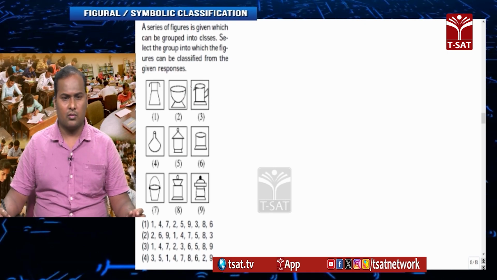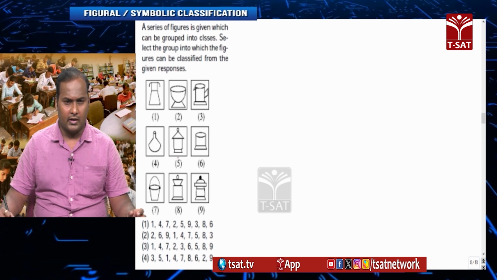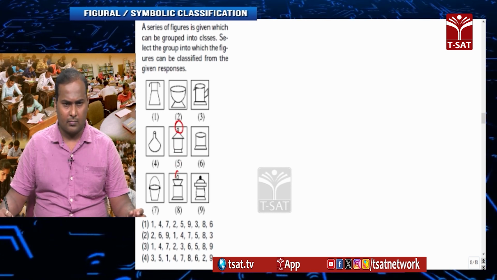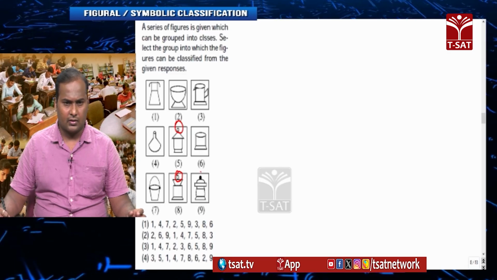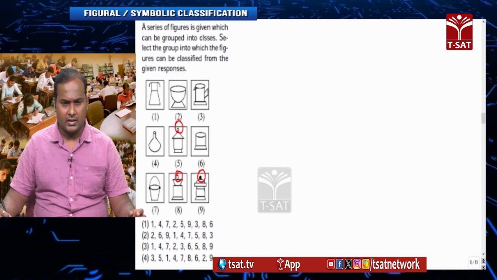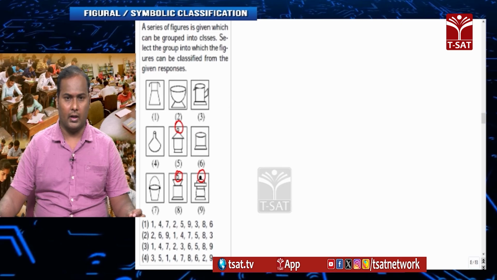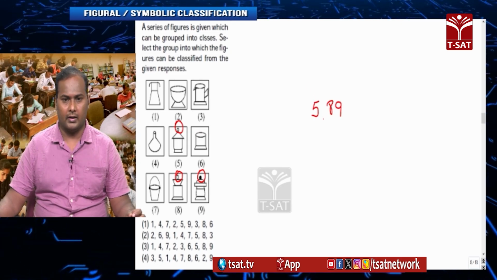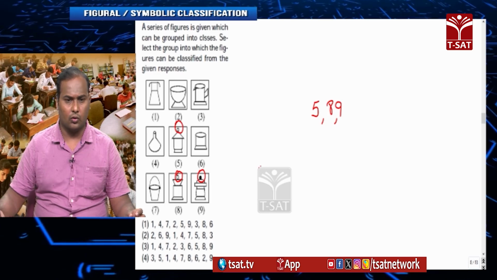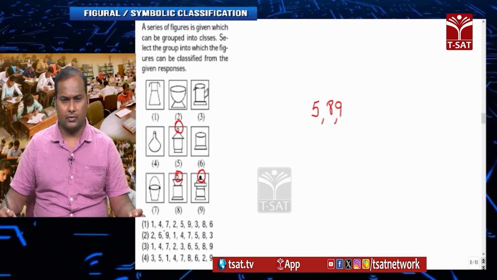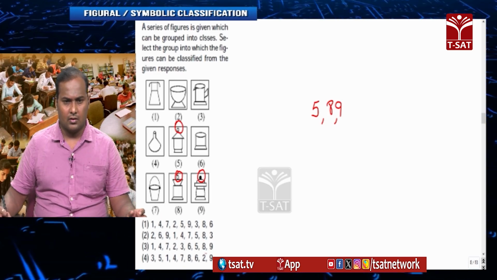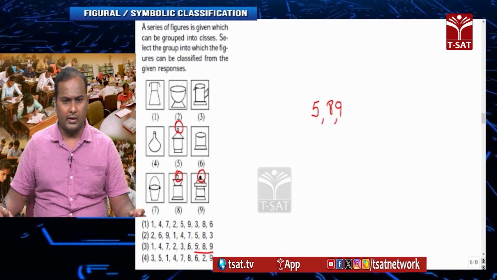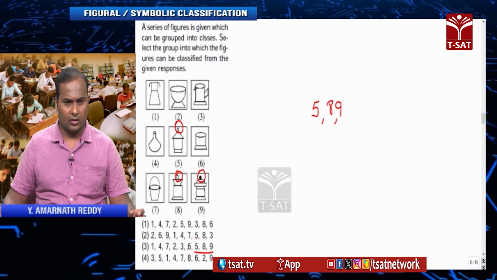By seeing this, what I can observe is, in figure 5, the top portion is a circle. In figure 8 also the top portion is a circle. In figure 9 also the top portion is a circle. So, I can classify 5, 8 and 9 into one particular group. So directly I will check the options now, whether I will get any answer or not. There is a 5, 8, 9. I will try to find out whether the remaining groups have any common character or not.